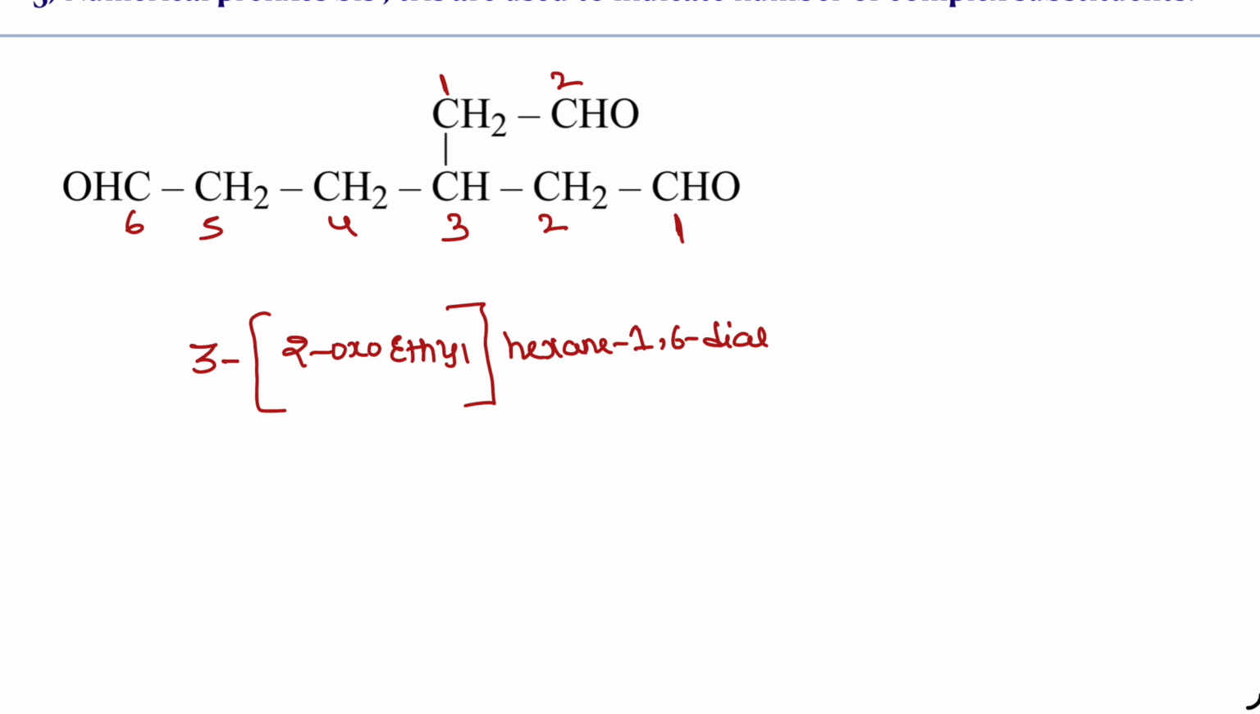Prefix name. Here also there are chances for committing mistakes. Some students will say formyl methyl. That is wrong. Formyl methyl is wrong. So this is first carbon, second carbon, 2-oxoethyl hexane 1, 6. Don't use the special suffix here because this is already taken into the longest chain.